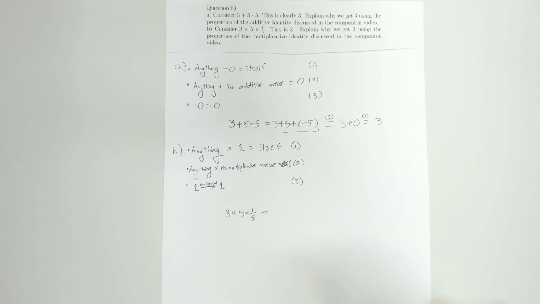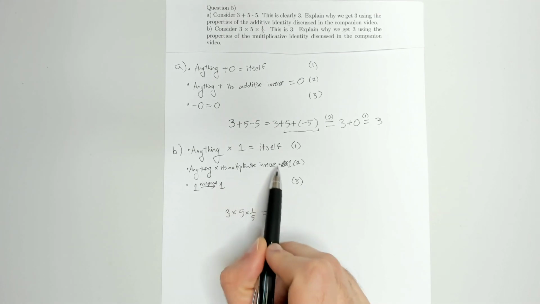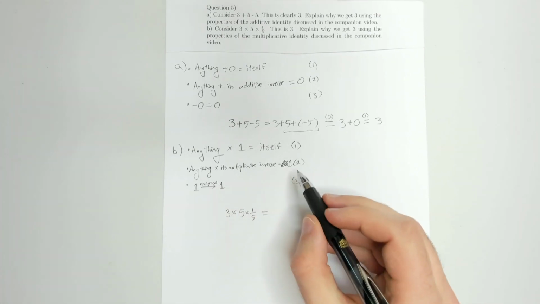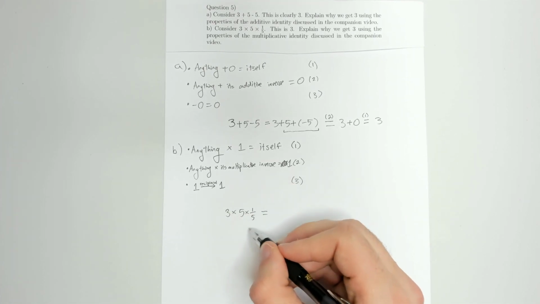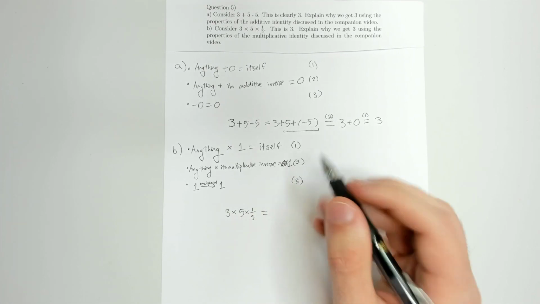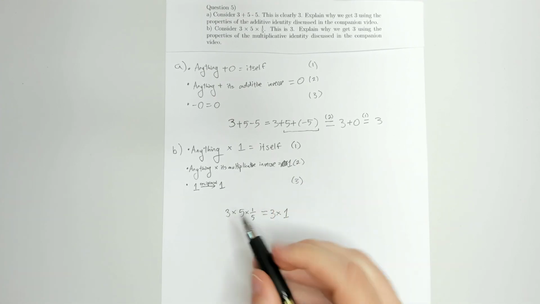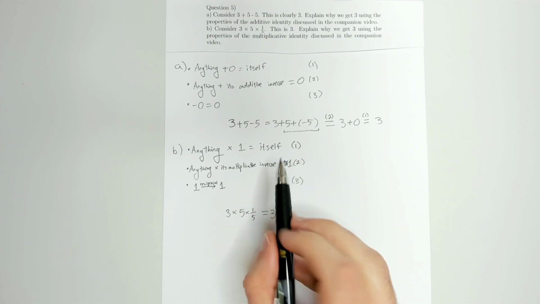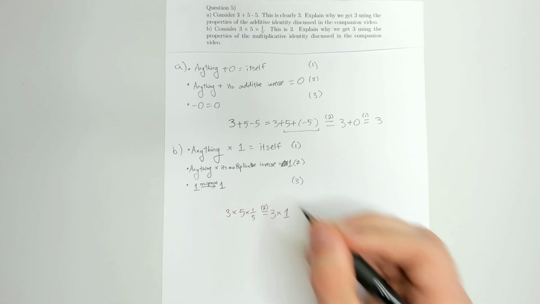So which property can we use first? Well, probably property 2 again, because we're doing anything times its multiplicative inverse. And we know the multiplicative inverse of 5 is a fifth. So we already have a situation that's set up to work with property 2. So what this gives us is 3 times 1, since 5 times a fifth by property 2 is going to equal 1. So we use property 2 here.